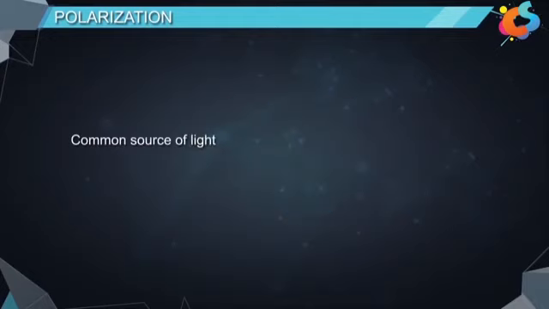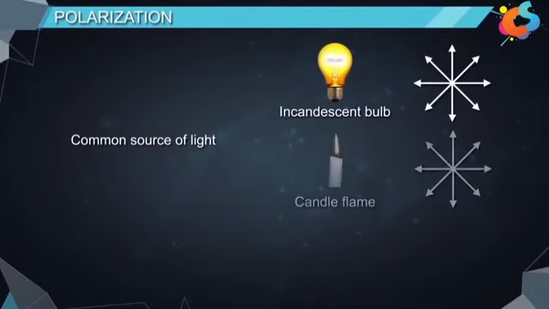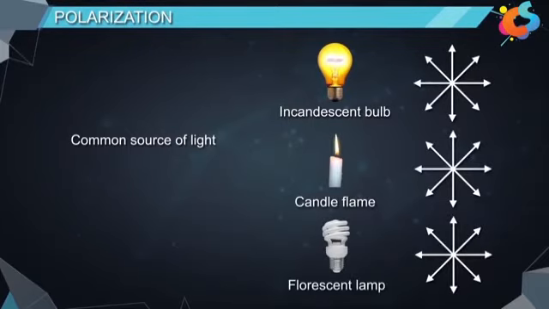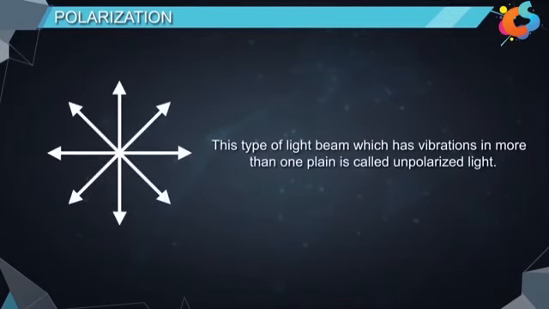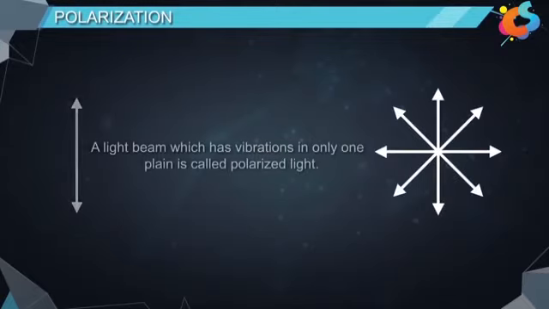Due to this, a common source of light like incandescent bulb, candle flame, fluorescent lamp, etc. emit light that have electric field vibrations in a number of directions. This type of light beam which has vibrations in more than one plane is called unpolarized light. Similarly, a light beam which has vibrations in only one plane is called polarized light.